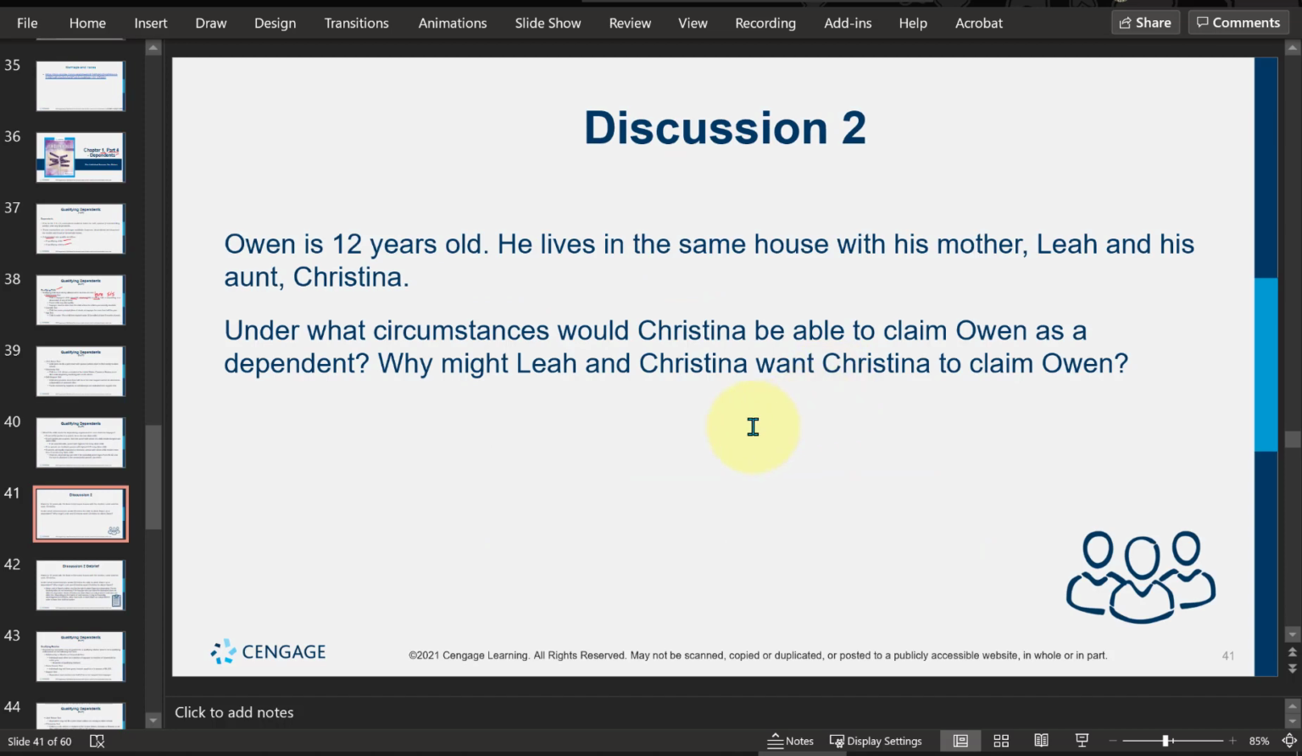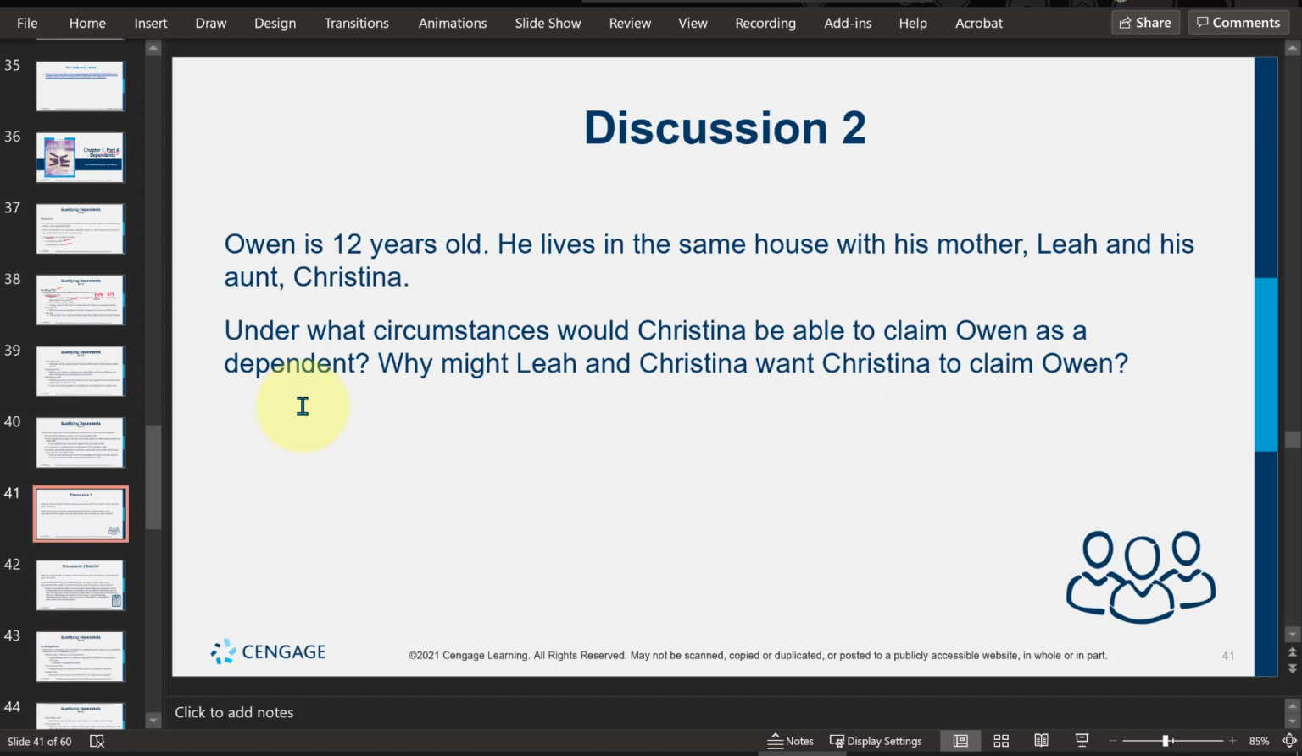So here we have a situation like that. We have Owen, our dependent child. He lives in the same house as his mother, that's Leah, and also an aunt. Remember, both of them meet the relationship test, right? Child, let's see, son or nephew. They live in the same home for more than half the year. We assume Owen is not supporting himself. Owen is a citizen or a resident of the US. So here is the question now. Under what circumstances would Christina, the aunt, be able to claim Owen as a dependent?